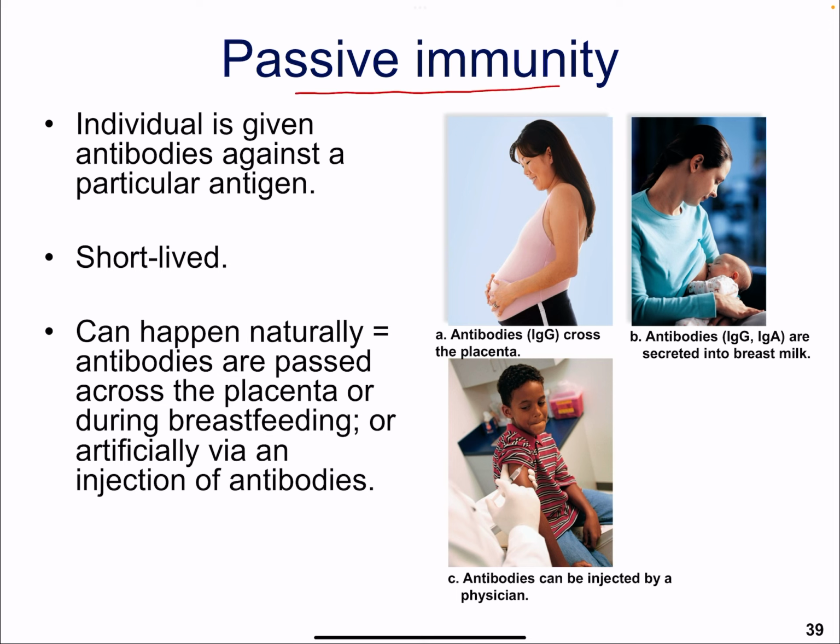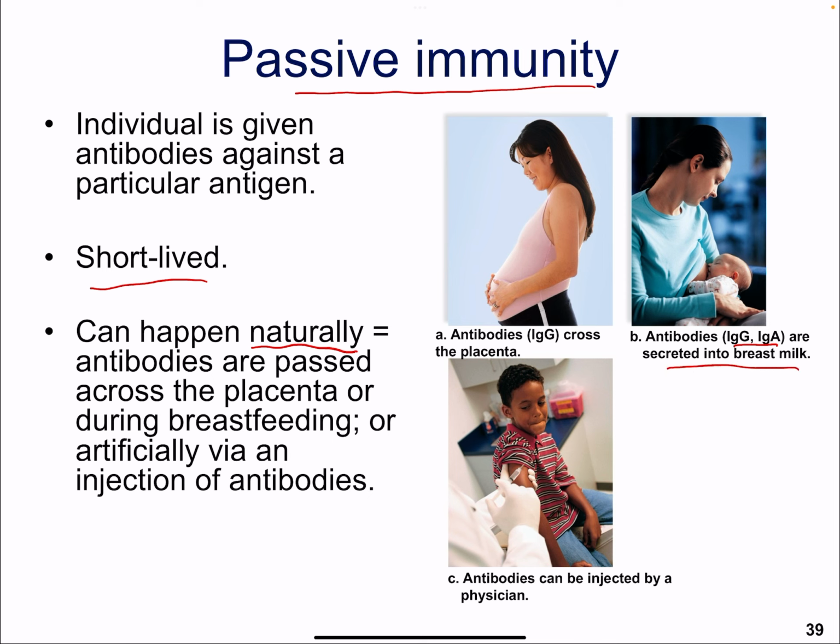Passive immunity is going to be a type of immunity that the body is not working for. It is given to the body, right? That immunity is short-lived. It can occur naturally through, for instance, a mom passing IgGs to the baby through the placenta barrier, or IgGs and IgAs obtained by the baby through breast milk.